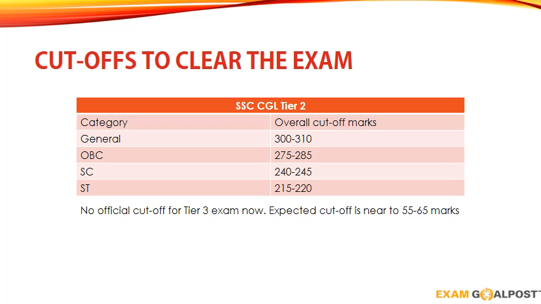Now, since Tier 3 is a new stage introduced in 2016, there is no past cutoff data available for this. We expect the cutoff for the general category to be in the range of 55 to 65.